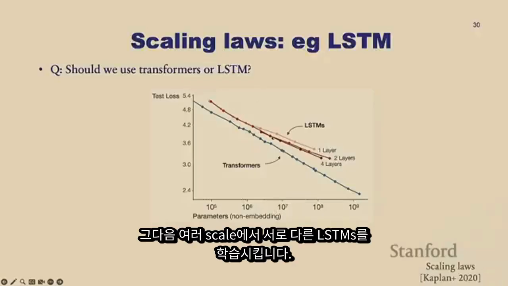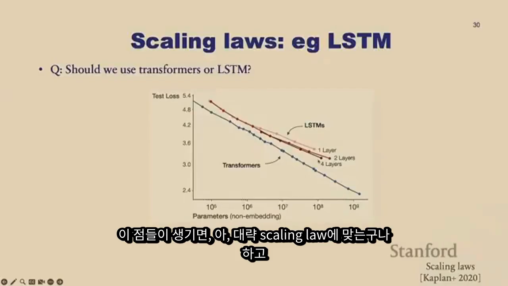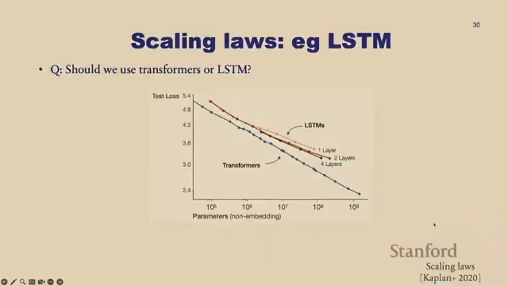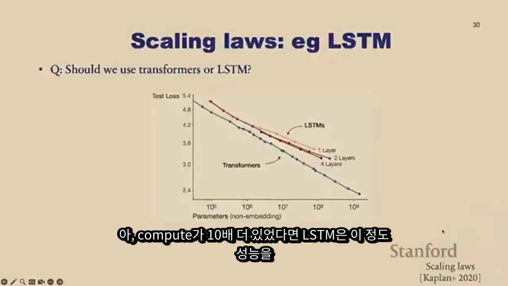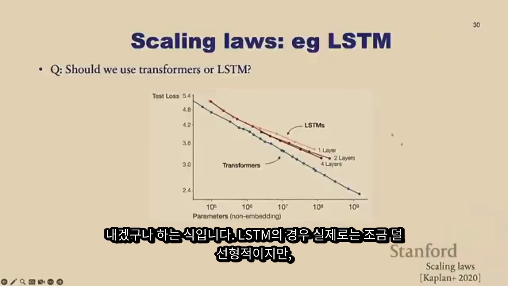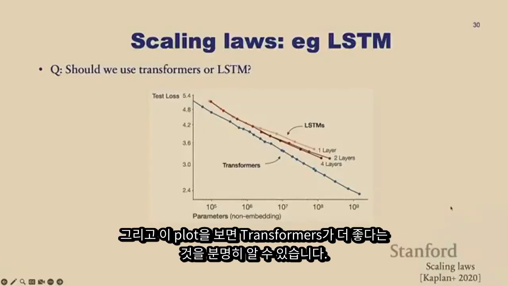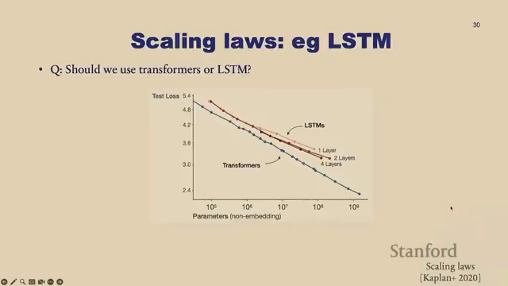I will then train different LSTMs at different scales. Once I have these points, I will see it kind of fits a scaling law. I will fit my scaling law, and then I will be able to predict, if I had 10 times more compute, here's how well it would perform. For the LSTM, it's actually slightly less linear, but you could probably try to predict where you would end up. And clearly from this plot, you would see that transformers are better.